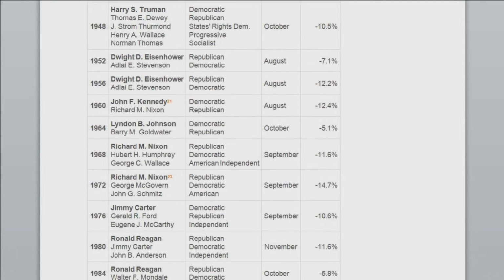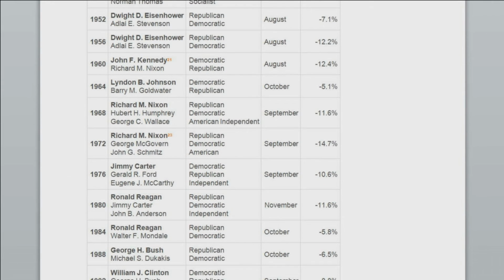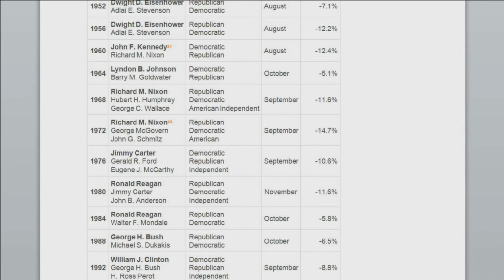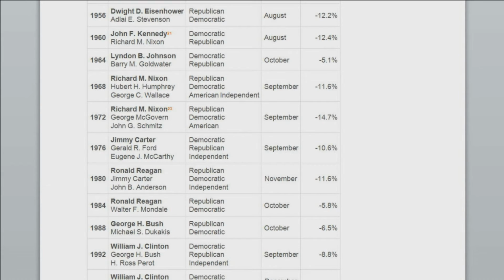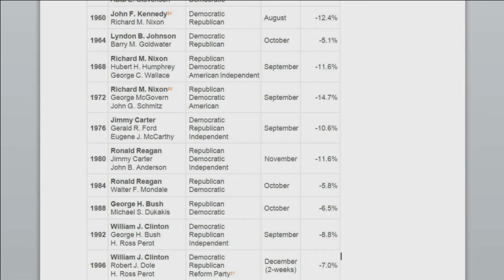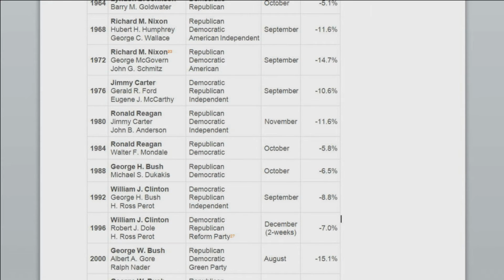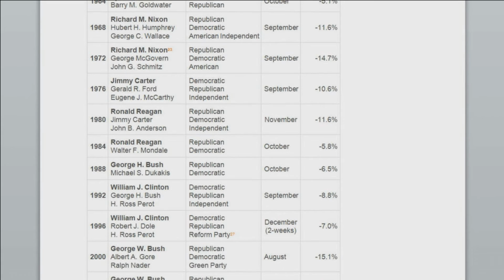You could see 52. Eisenhower, the correction begins in August, 7.1%. Eisenhower 2, August begins 12.2%. John Kennedy elected, and that was in August, a correction began 12.4%. LBJ elected, and that was 1964 in October coming into the election, a modest correction of just a few weeks of 5.1%. Richard Nixon elected 1968, a very, very hot year. George Wallace also in that election. Nixon wins. Correction starts in September of 11.6%.